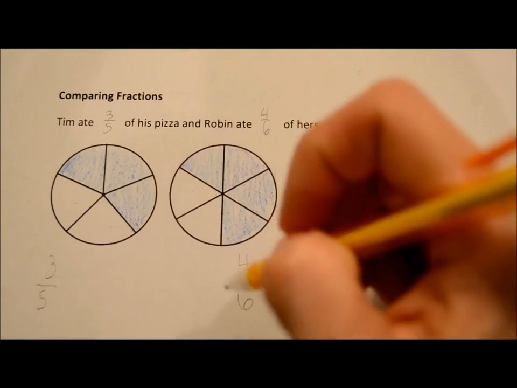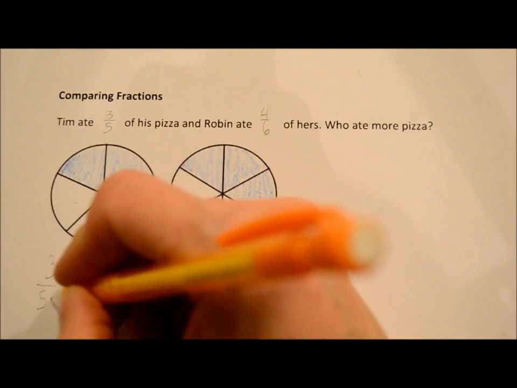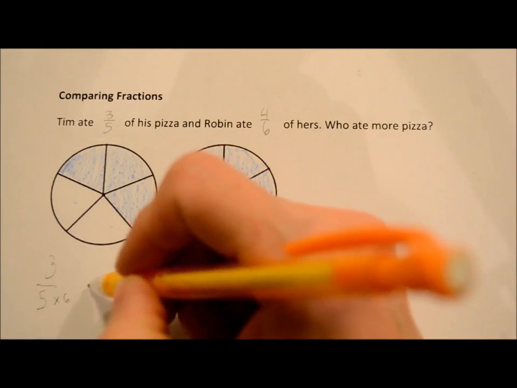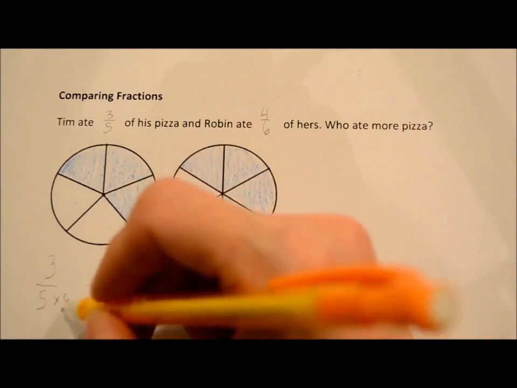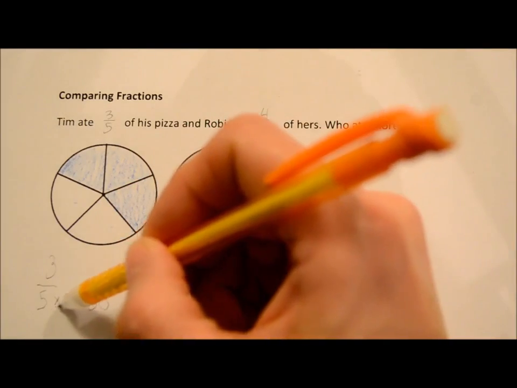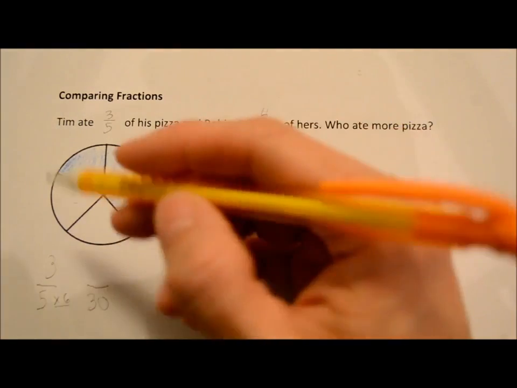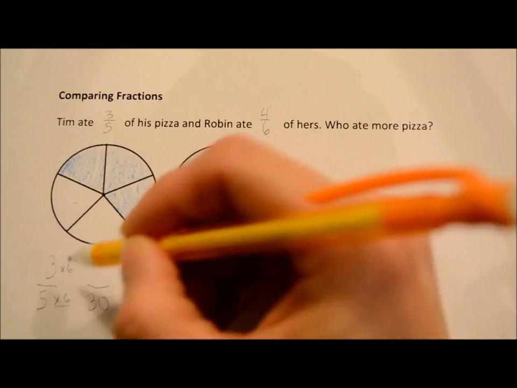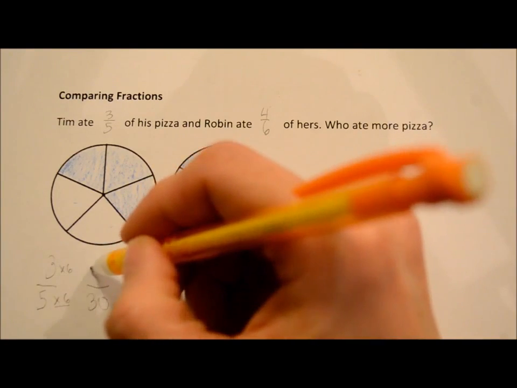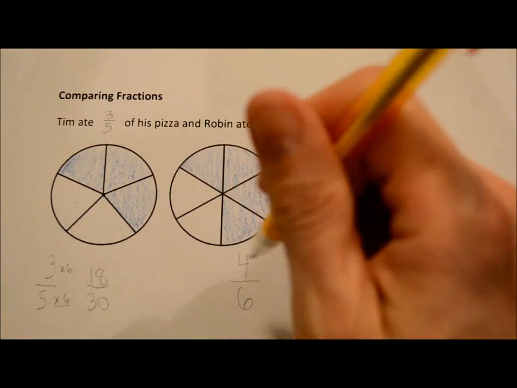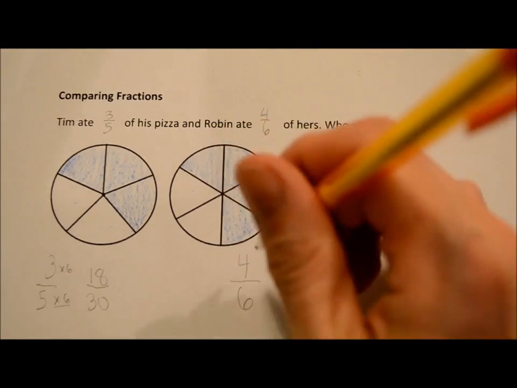5 times 6 is 30. So I'm going to do my 5 times 6, really tiny here. And what does that equal? 5 times 6 equals 30. Now because I times the bottom by 6, I have to also times the top number by 6, the numerator. So 3 times 6 is 18.